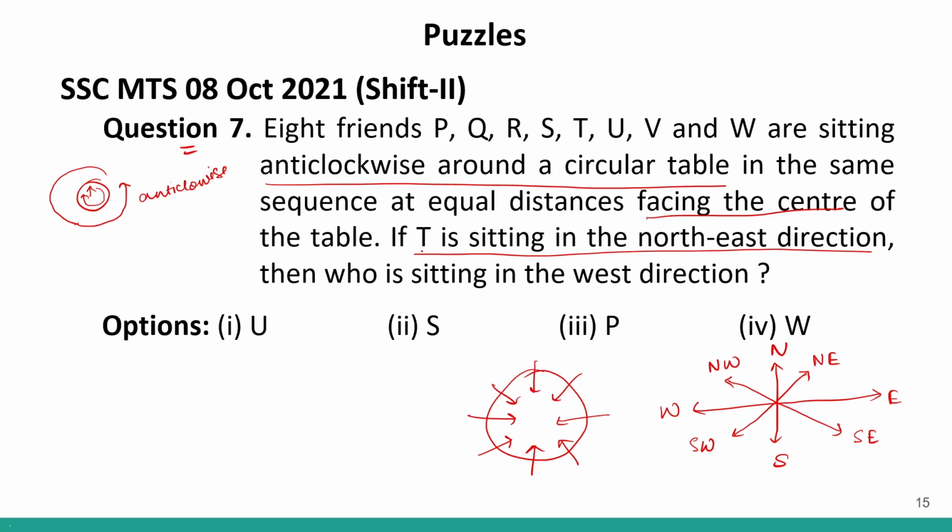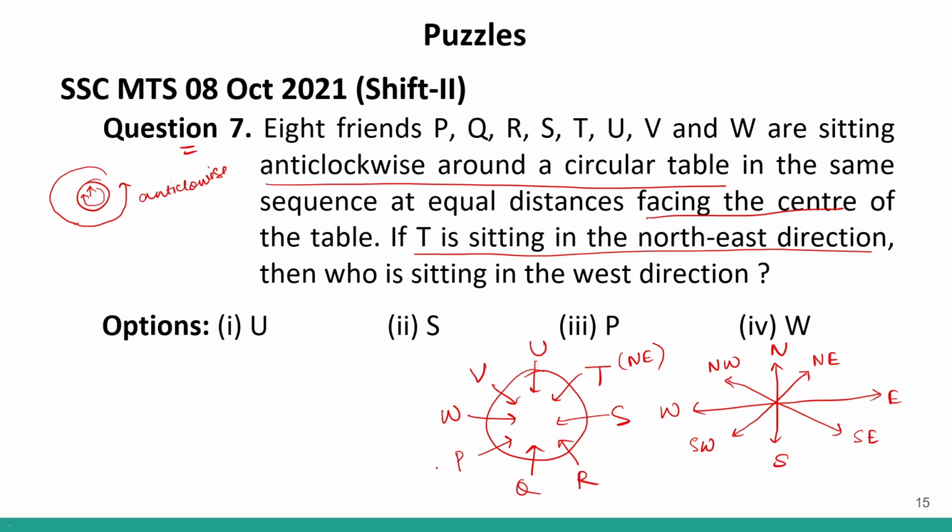The question says T is sitting at the northeast. That means, let us say T is sitting at this position. T is sitting at the northeast position. So they are sitting anti-clockwise. Anti-clockwise means I will have my U over here, V, W, P, Q, R, S and T.